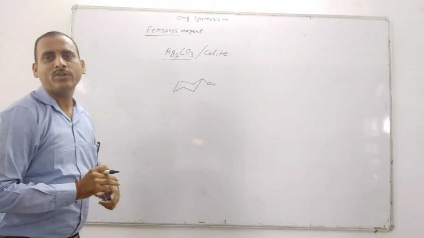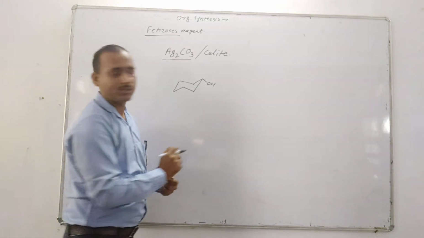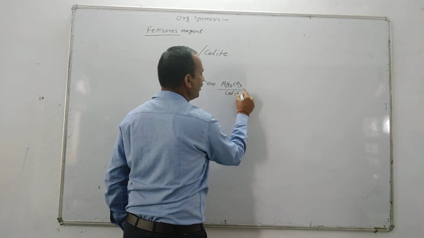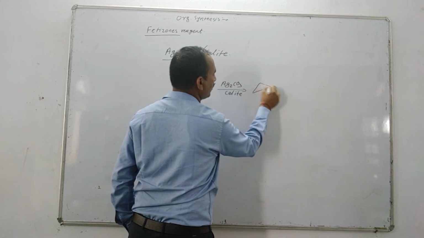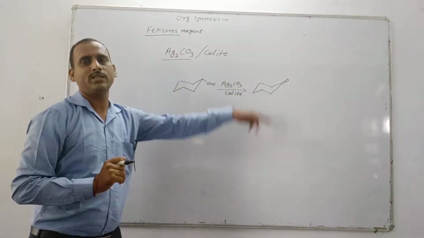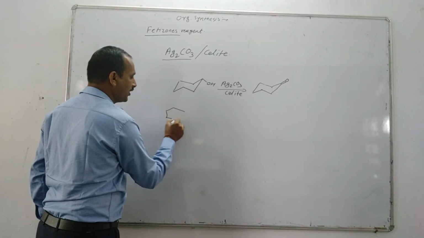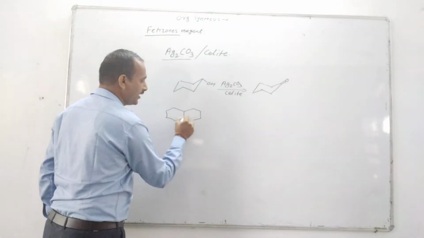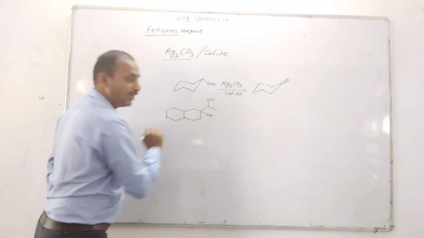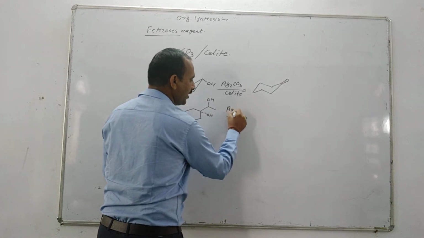Cyclohexanol, on oxidation by Ag2CO3 and celite, gives cyclohexanone. So secondary alcohol is oxidized to ketone. Now in the presence of tertiary alcohol, only the secondary alcohol gets oxidized. In the presence of tertiary alcohol, the secondary alcohol, that is the OH group, is oxidized.